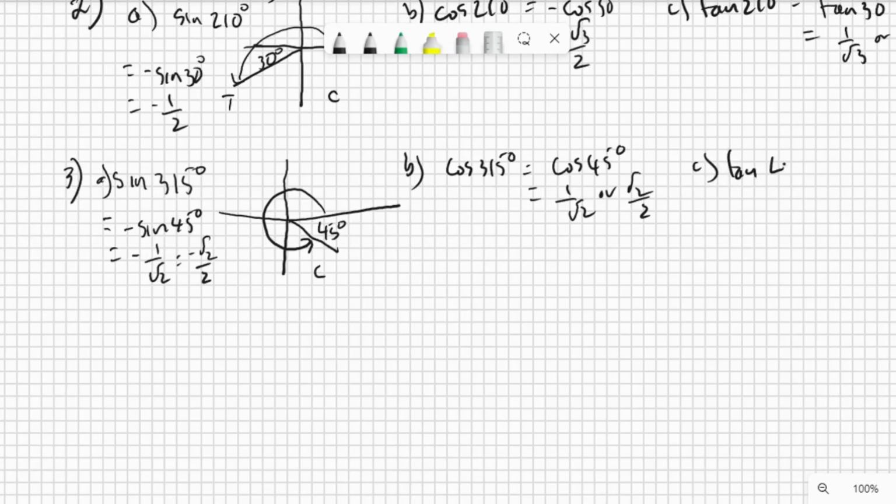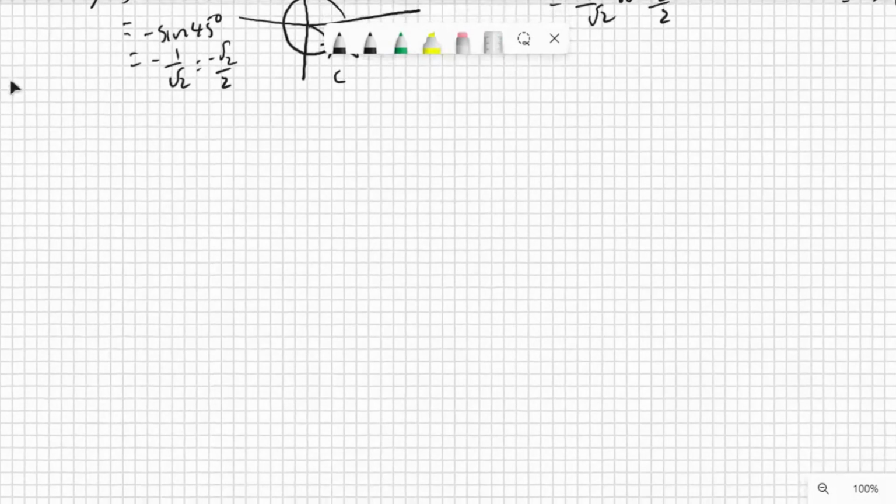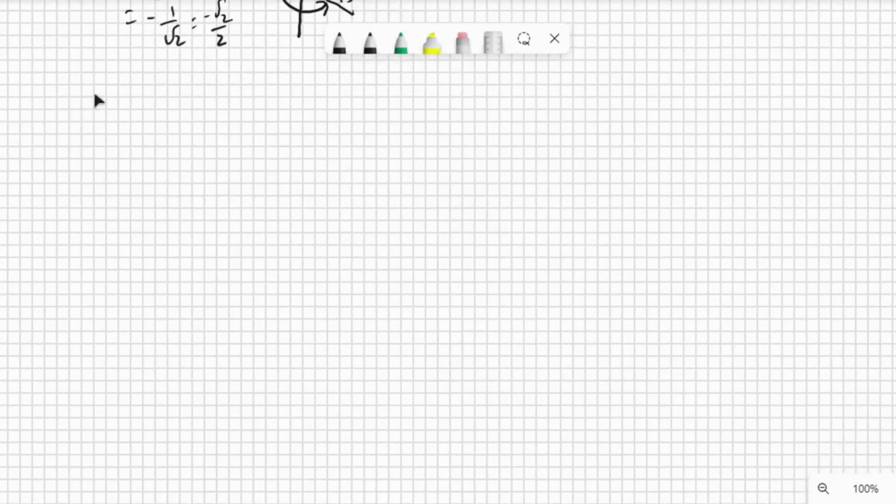Tan 315: tangent is negative here, negative in relation to 45. Tan 315 will be negative tan 45 degrees, therefore negative 1. Okay, now we found these ratios here. Let's see how to find the angles if the domain is between 0 and 360.